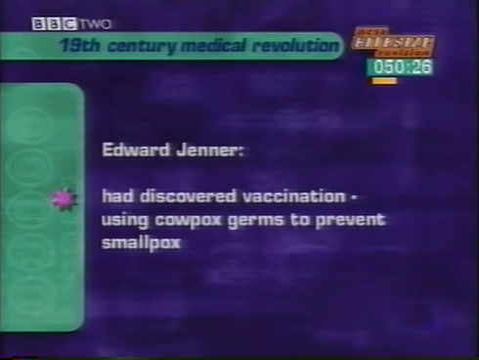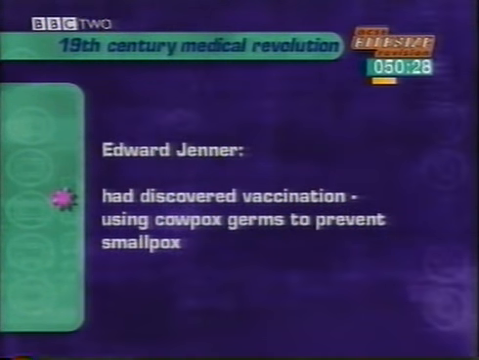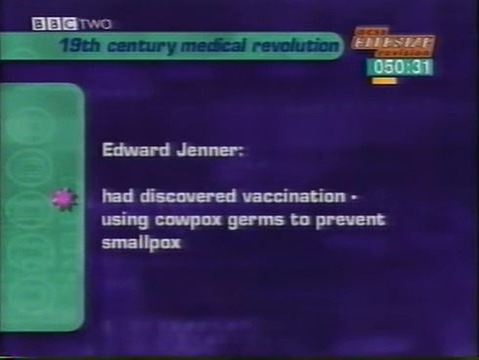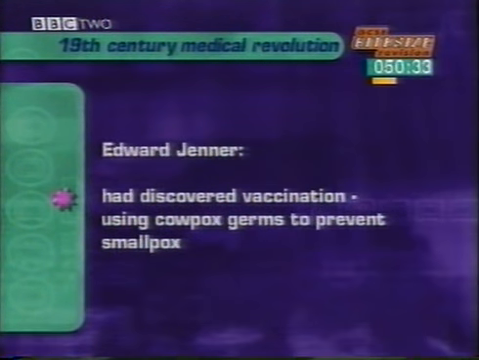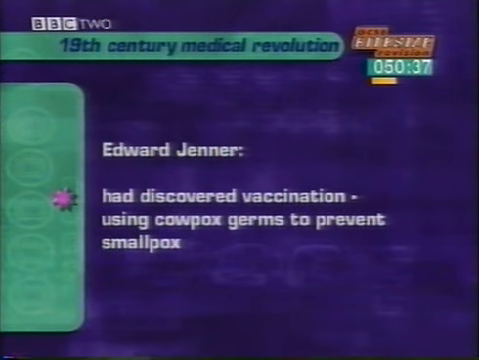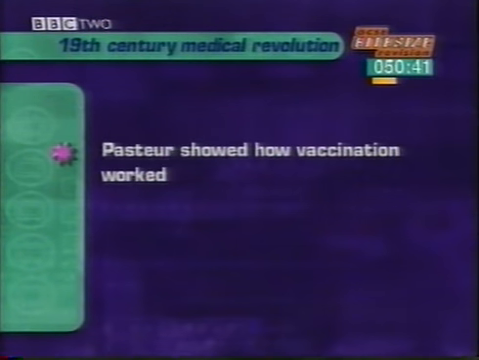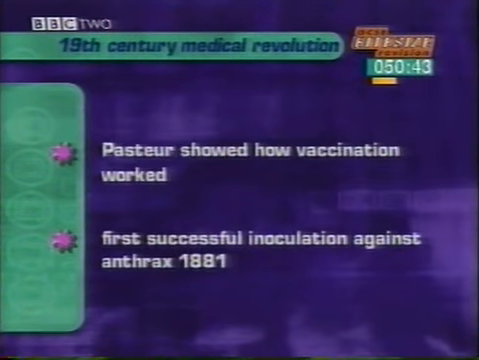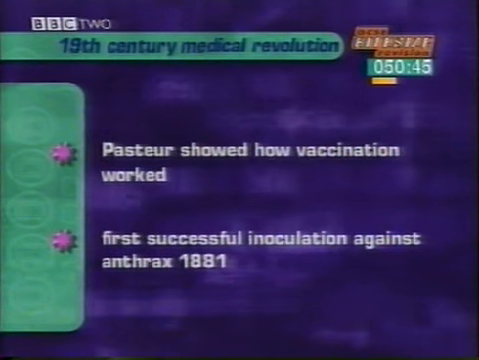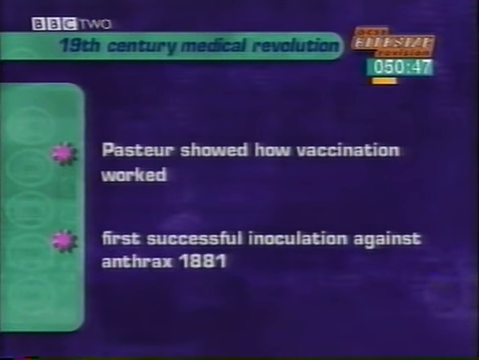Vaccination had been discovered by the Englishman Edward Jenner, who protected people against the deadly smallpox by infecting them with the closely related but harmless cowpox infection. But Jenner didn't know how it worked. Because of his work on microbes, Pasteur could show how it worked. His first successful mass inoculation against anthrax was carried out in 1881.